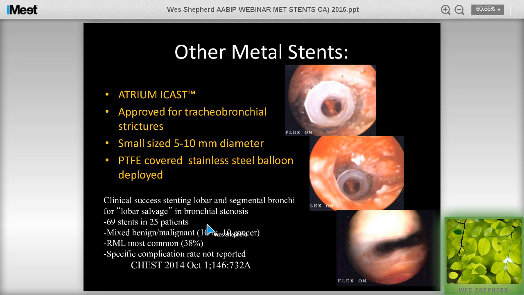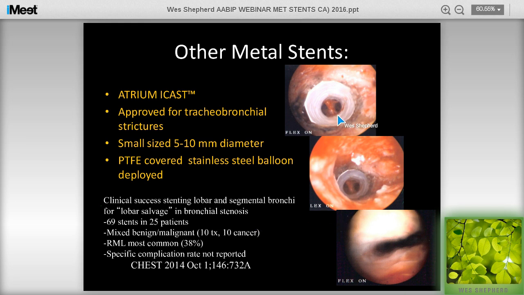CHEST, clinical success for lobar and segmental bronchi for lobar salvage and bronchial stenosis. So this was 25 patients, 69 stents. Now there was a mixture of benign and malignant patients here. There were 10 transplant, 10 cancer patients, and the right middle lobe was the most common site of stenting, about 40%. And this was just preliminary data.